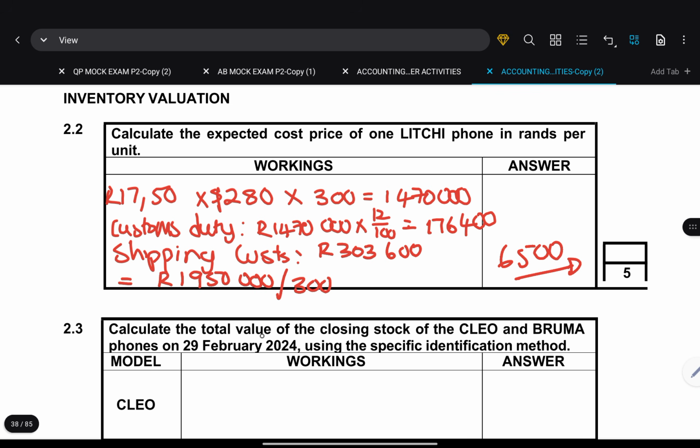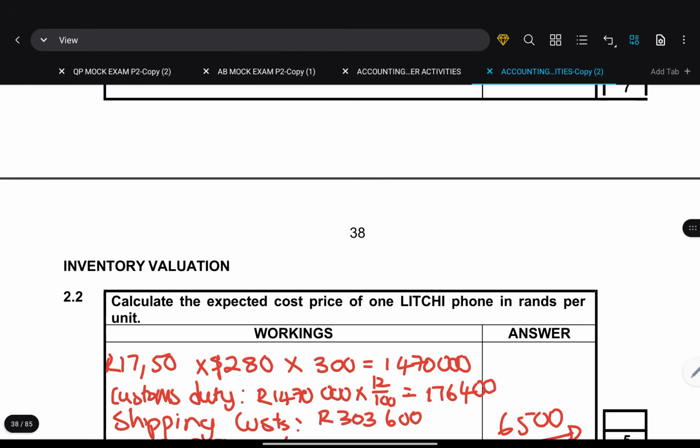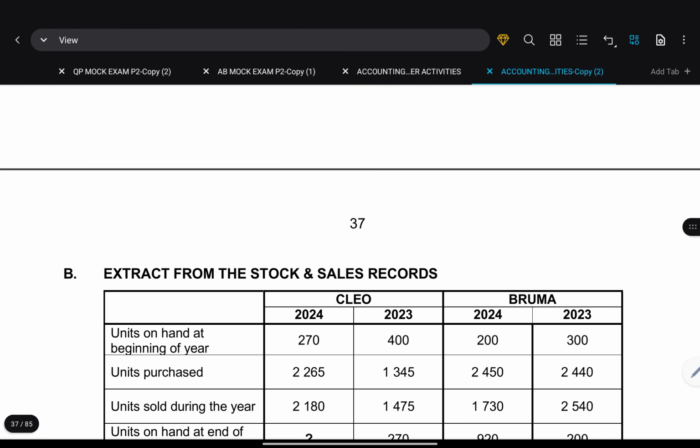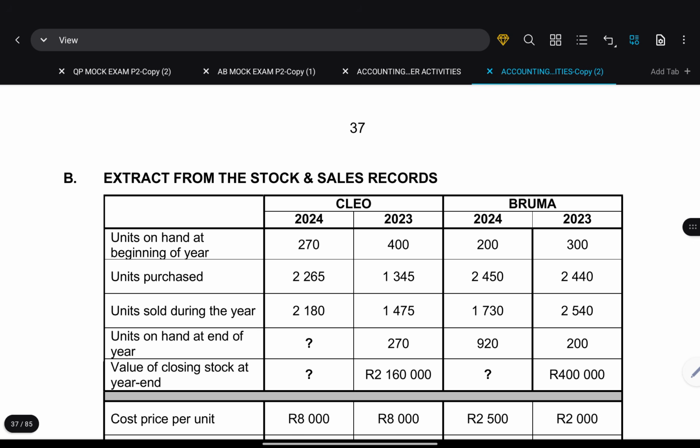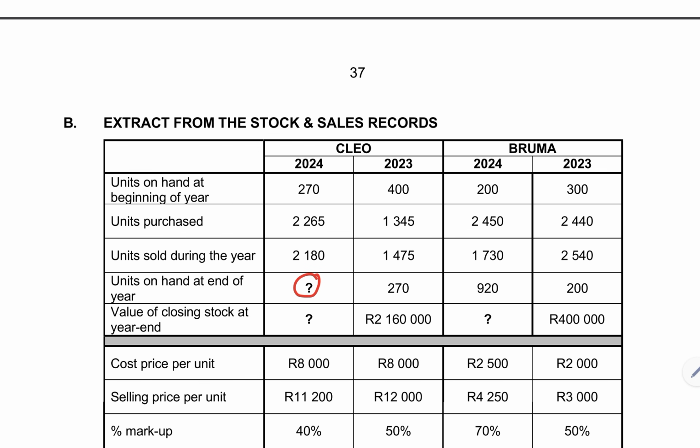Next, they are saying to calculate the total value of closing stock of Clio and Bruma phones on 29 February 2024 using the specific identification method. Now, what you need to understand about the specific identification method is that the unit price is the same for that particular model. So we're going to firstly start with Clio. For Clio, we need to check how many units we have on hand. If you check the number of units on hand for Clio, it's a question mark. So that means that's where you need to start.